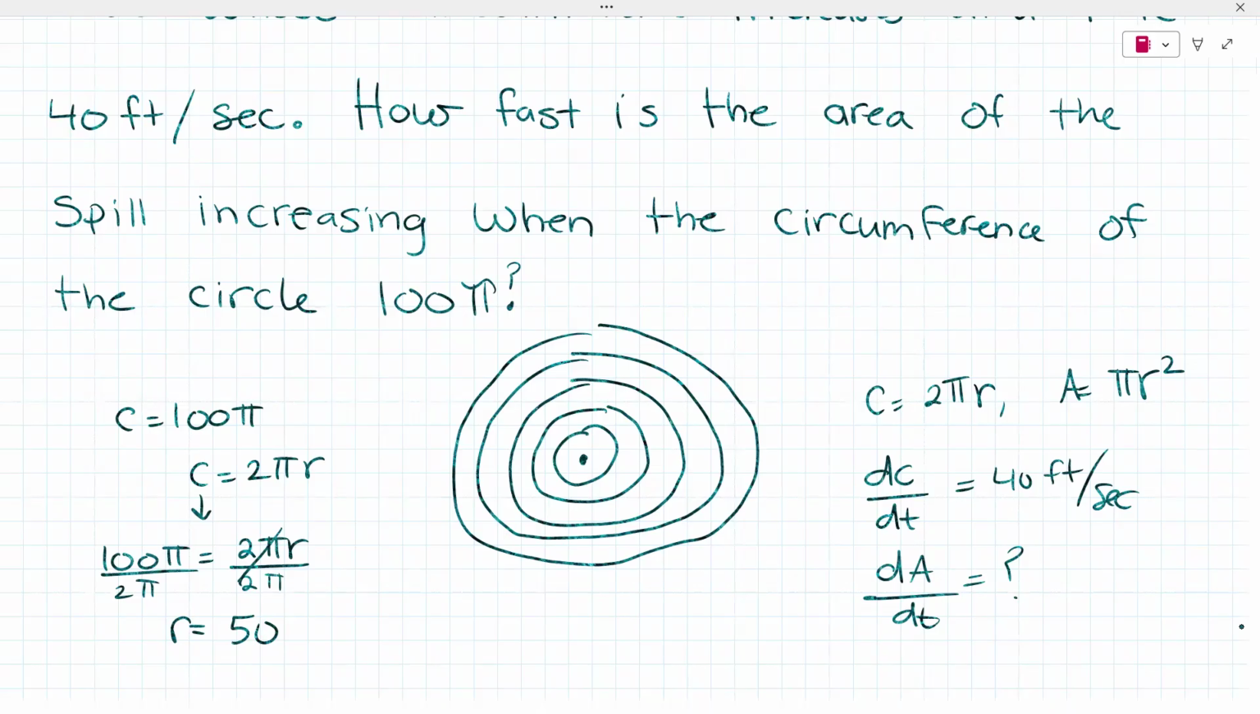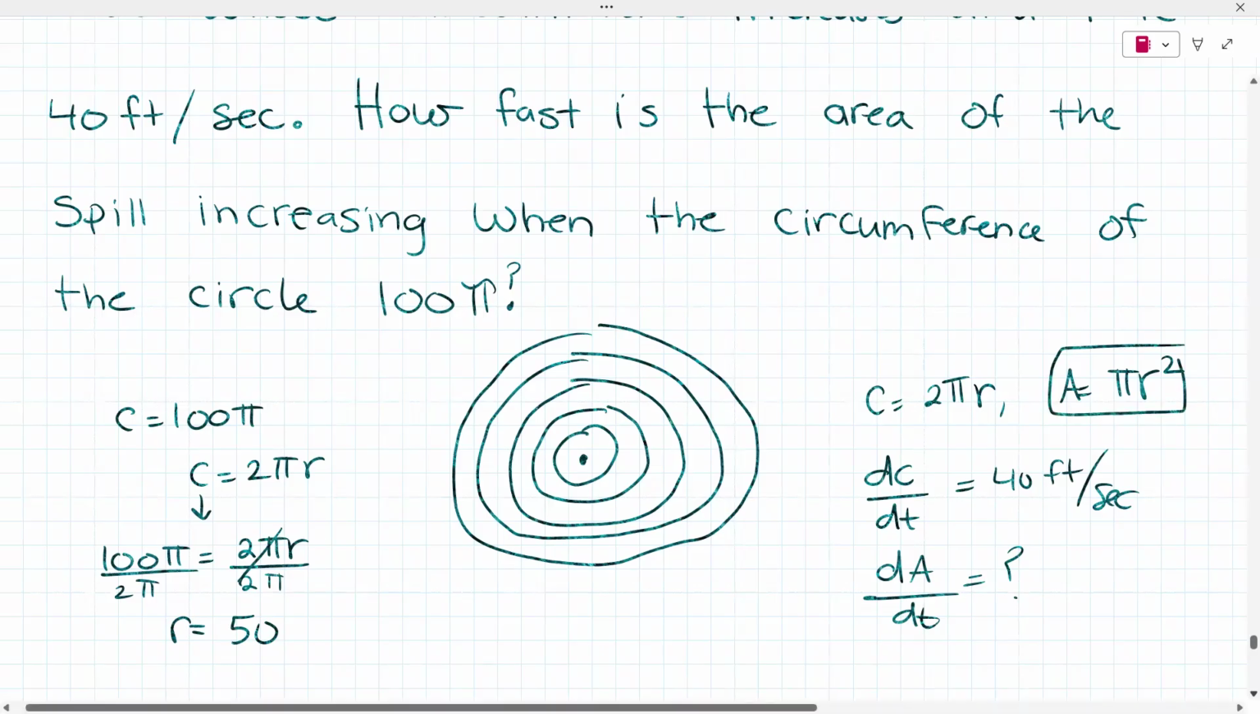But why do we need that? Because it says how fast is the area of the spill increasing when the circumference of the circle is 100 pi. So because we are trying to find dA/dt, we have to find the derivative of the area of the circle with respect to time. So how do you take this? The derivative, the left side would be dA/dt.